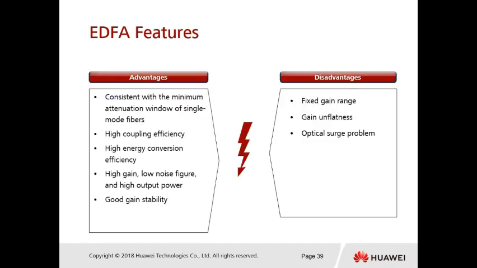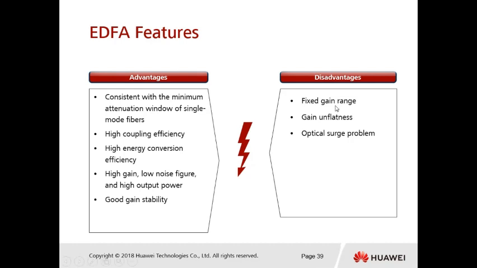So let's check the EDFA features. You can see the advantage of our EDFA is that it is consistent with the minimal attenuation window of single mode fiber, which is 1550 nanometers. Okay, and it has a high energy conversion efficiency, right? And it has a high gain. That gain could be 36 dB. Okay, and the low noise figure and high output power, because the gain is very high, so we can get high output power. Okay, and it has good gain stability, right?